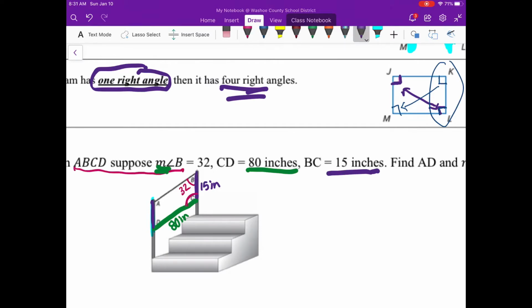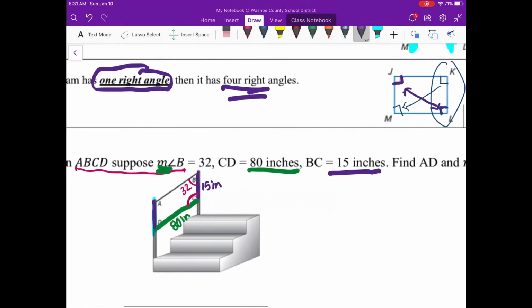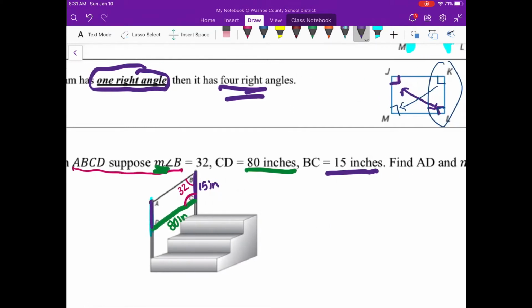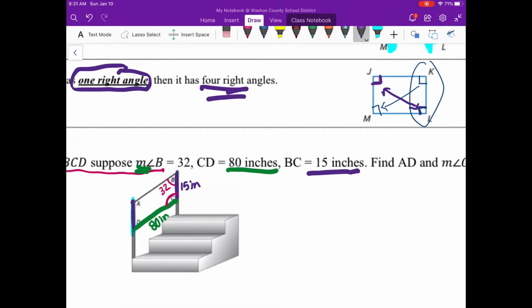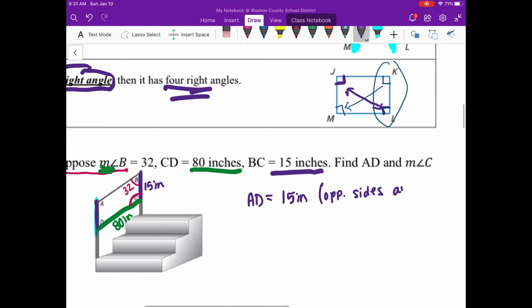Okay, so first I think the easiest one to find is going to be AD. We're assuming that this is a parallelogram because that's what we're talking about in this section. And I know that opposite sides are congruent. So just by looking at this picture, I can say that AD is going to come out to be 15 inches because opposite sides are congruent.